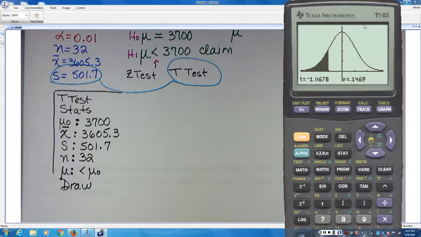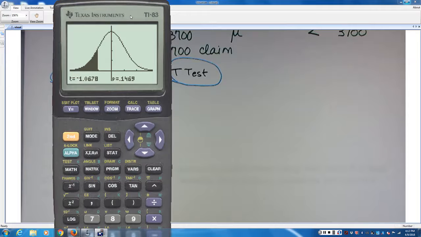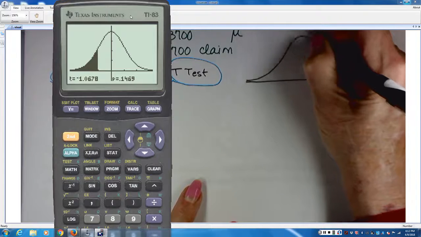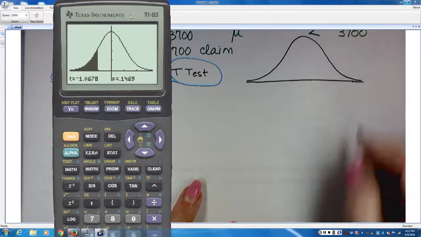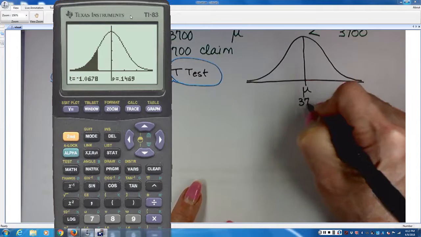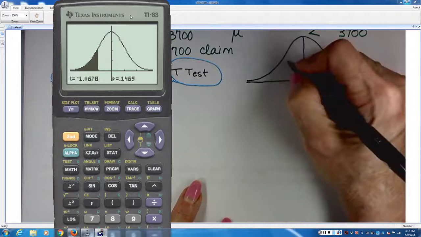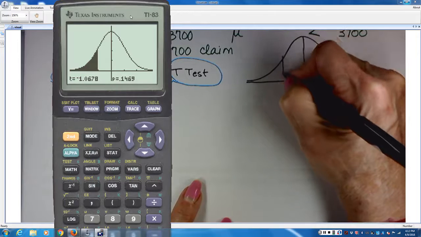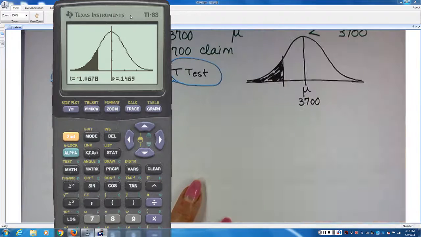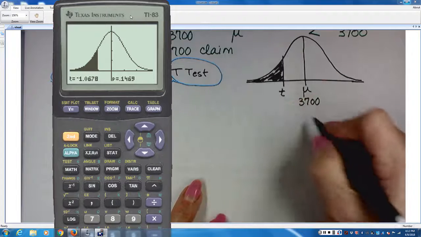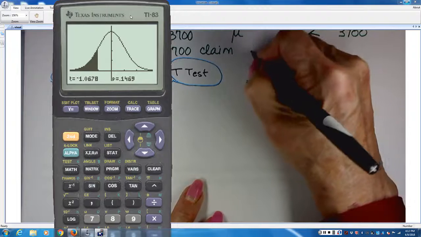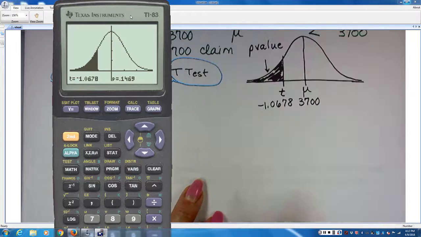So I'll sketch the picture up here and we'll actually come to a conclusion. And these pictures don't have to be perfect, it just has to have the shading kind of in the right area and about the right size. So remember, what was being claimed was that the mean was 3,700. And when our calculator finished shading everything in, it said that this t-value was negative 1.067, and that this p-value is 0.1469.